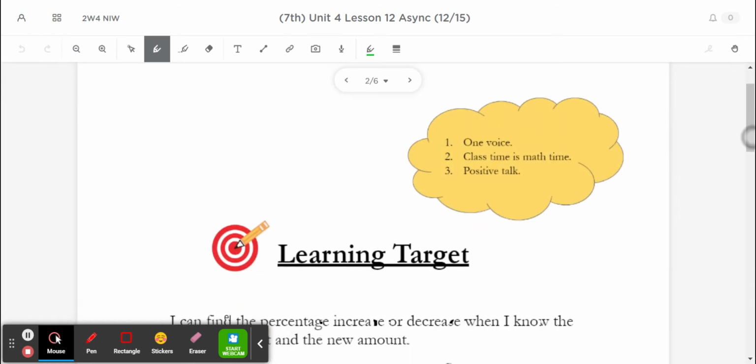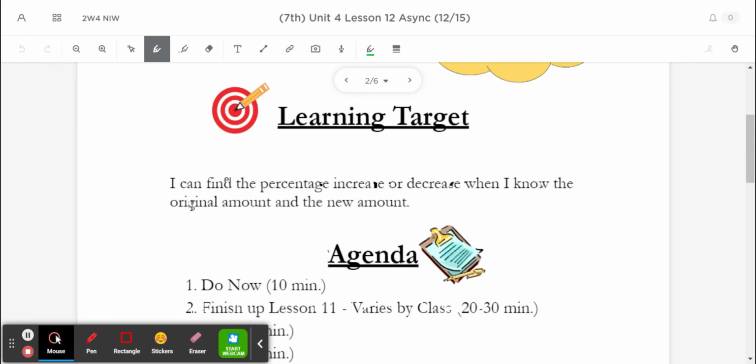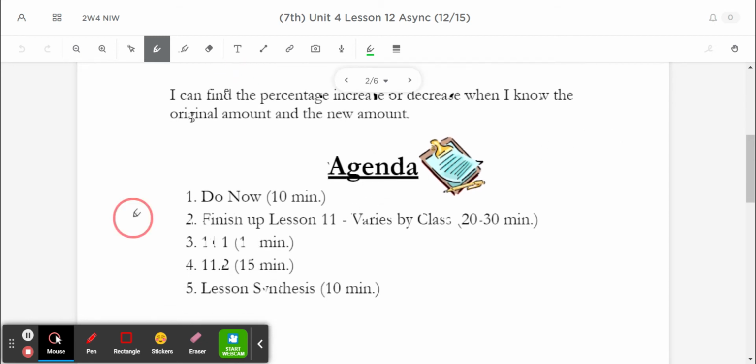In today's class, we continued to work on problems involving percent, and specifically percent increase or decrease when we know the original amount and the new amount. We did some work finishing up lesson 11, so if you were here yesterday, I suggest that you go back to yesterday's folder and watch the video posted there, just to make sure that you're all caught up on everything we did during lesson 11. Then we completed 12.1, this says 11, it should say 12.1, and 12.2.